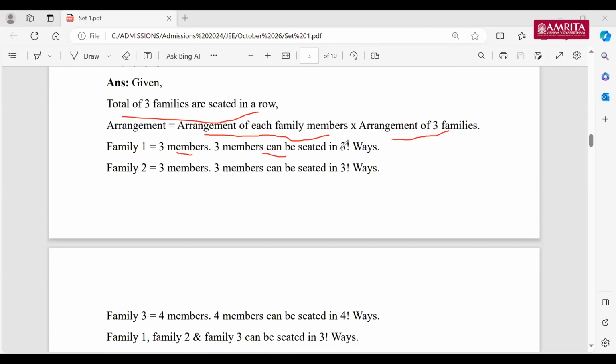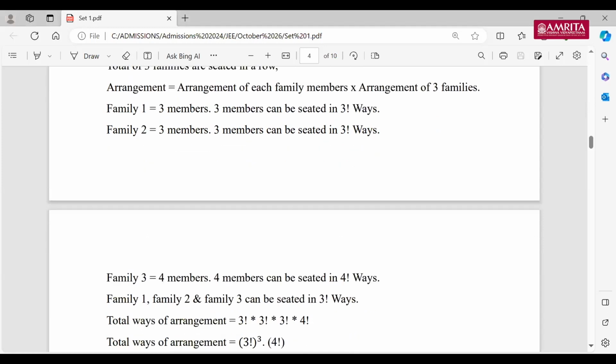That's the family 1 arrangement. Family 2 has 3 members. They can be arranged in 3 factorial ways. When it comes to family 4, they have 4 members and they can be seated in 4 factorial ways. Just the basic idea: this many members are there, and how you are going to arrange them.